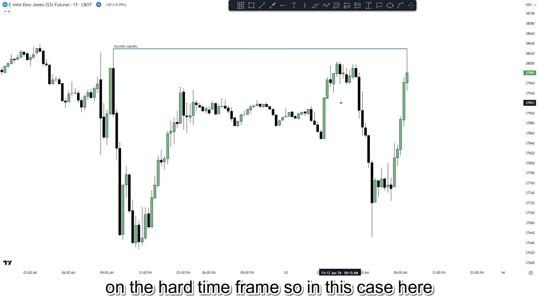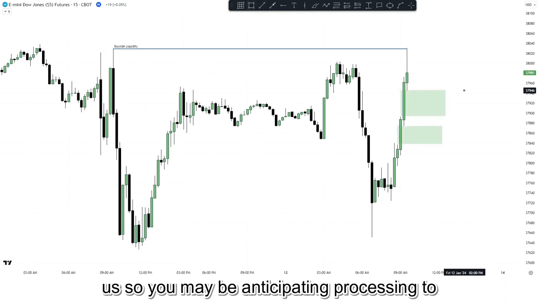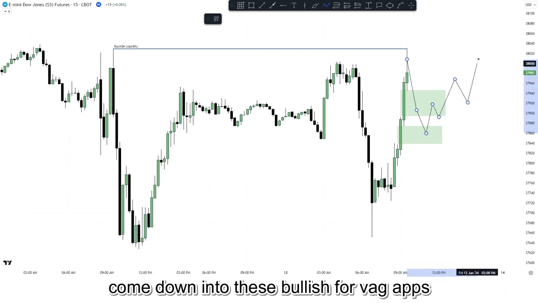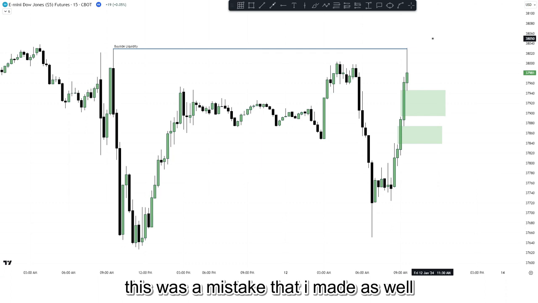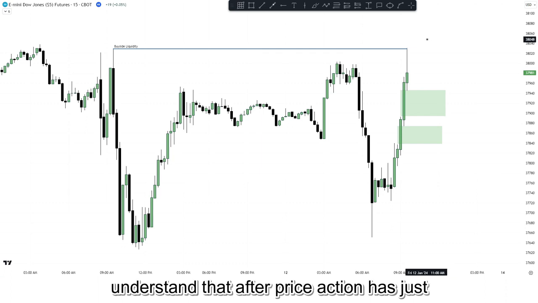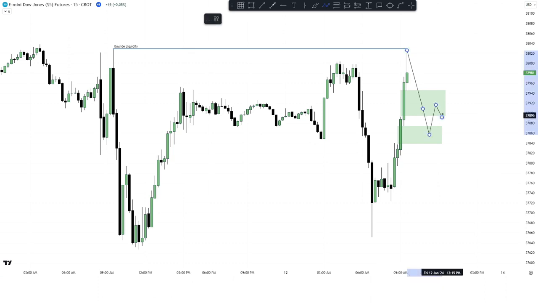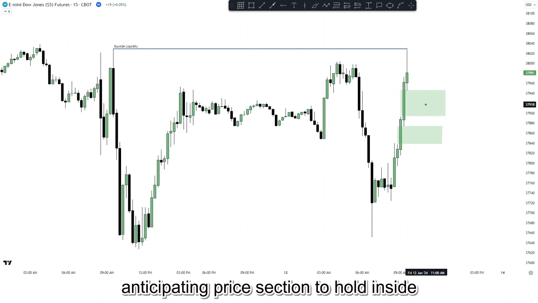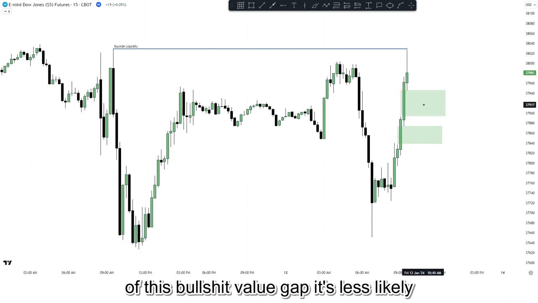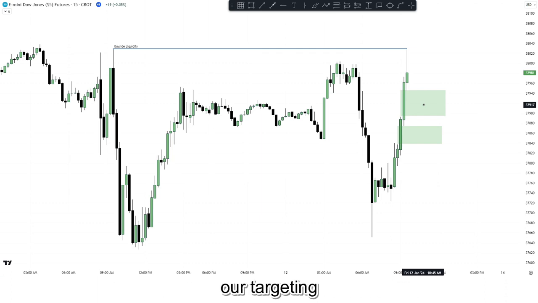So in this case here, we have these bullish fair value gaps below us. You may be anticipating price action to come down into these bullish fair value gaps, find support to then continue going higher. This was a mistake that I made as well. Understand that after price action has just taken out liquidity, these bullish fair value gaps lose probability, meaning if you're anticipating price action to hold inside of this bullish fair value gap, it's less likely of that happening after we've already met our targeting.